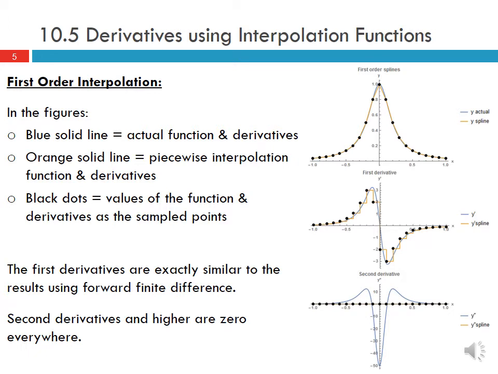So for the first order interpolation, we can see that the first derivatives are exactly similar to the results using the forward finite difference technique. We can also see that the second derivatives and higher are equal to 0 everywhere.